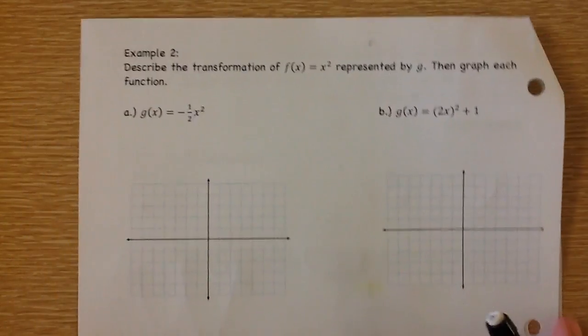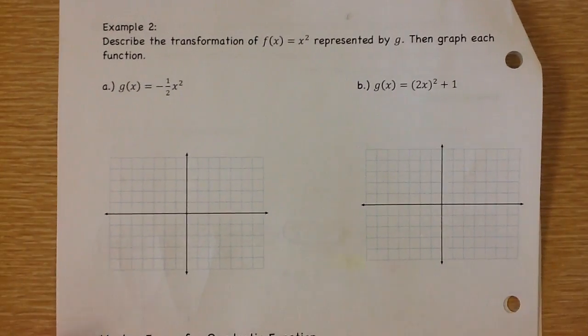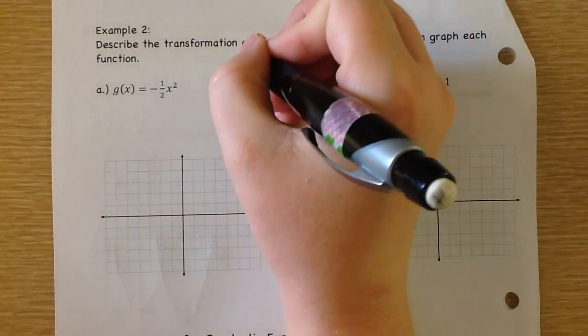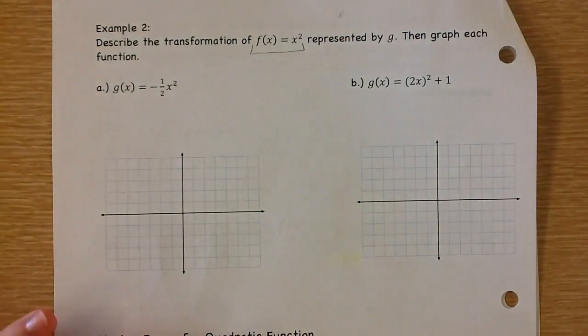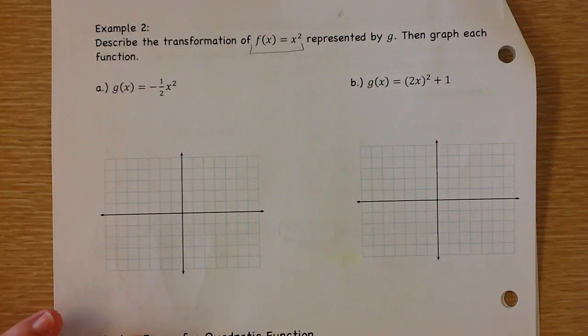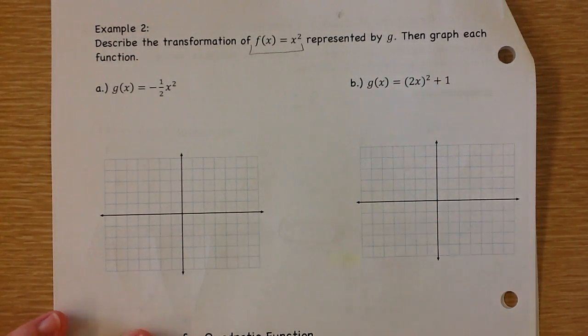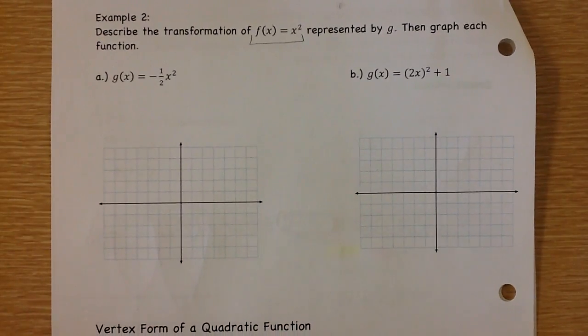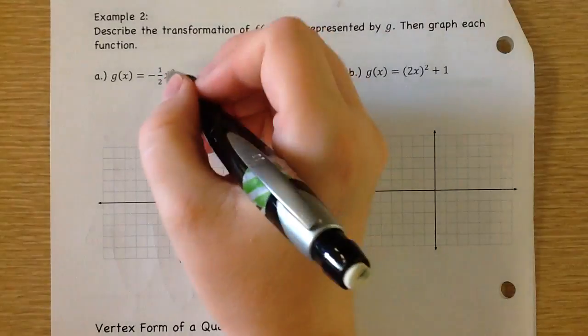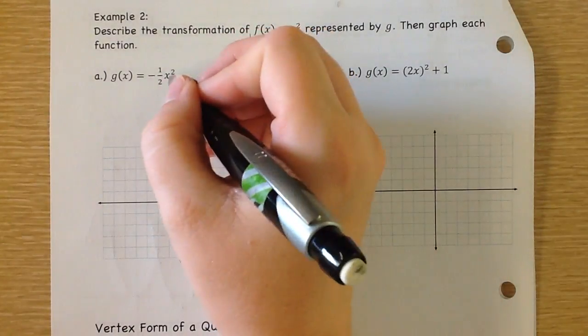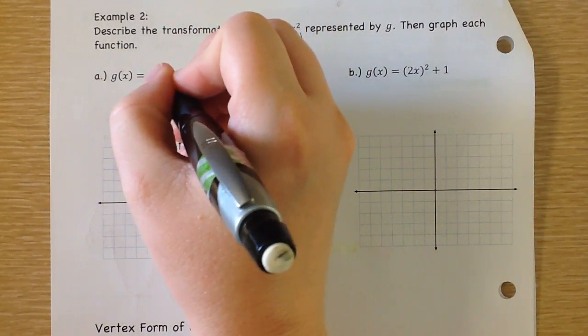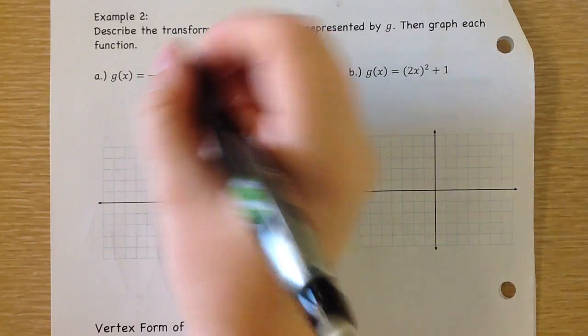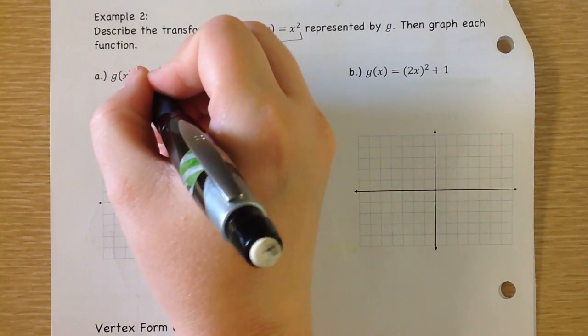All right, next page. Let's do some transformations. Okay, describe the transformation of, again, here's our parent function, f of x equals x squared, represented by g. Then graph each function, okay? So, first of all, we have to ask ourselves, are things inside or outside of our function? Okay, here in this case, my negative 1/2 is out in front, because here's my x. First of all, this negative out front.